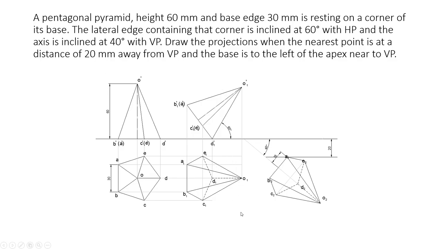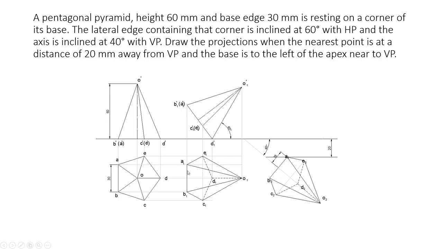That means when you turn this object like this, the nearest point will obviously be A, not E or O. So A will be the nearest point to the reference line or VP. So now you draw a line at 40 degrees like this. Now it is given that this point is 20 mm away from VP. So from here you mark 20 mm away and draw a line like this. Now you have drawn this 40 degree line and, 20 mm away, one more line.